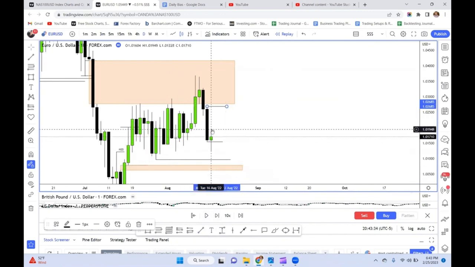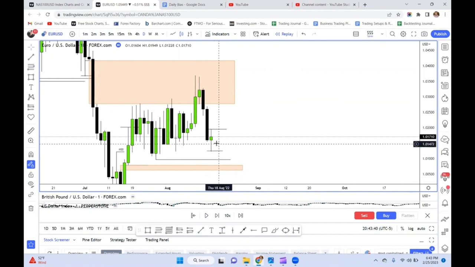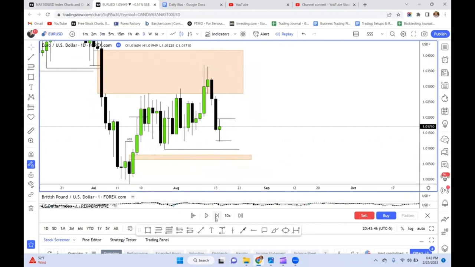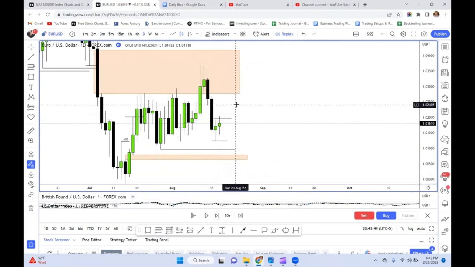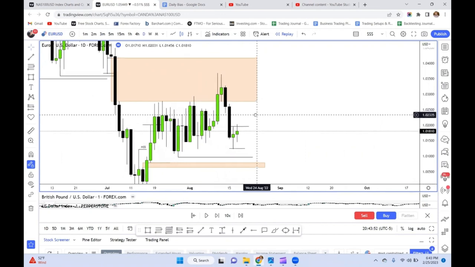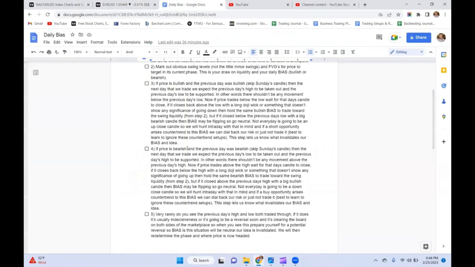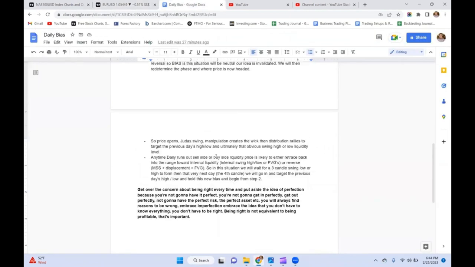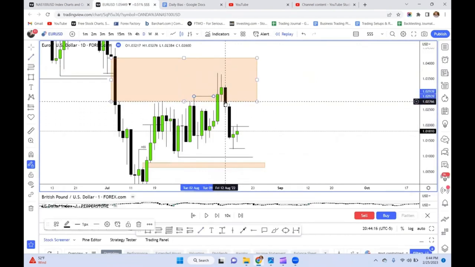Okay, so it got taken out, got supported. Now this is a new low. We want to see this low get taken out, ultimately run out this liquidity here. We want to see this high supported. Okay, so it got taken out there. What is price doing right now? Well, as I recognize right now, whenever price took this out, price didn't enter a retracement phase. Again, remember, anytime daily runs out sell side or buy side liquidity, it's likely to either retrace back into the range or reverse. So in this situation, price could have retraced back into the range here.